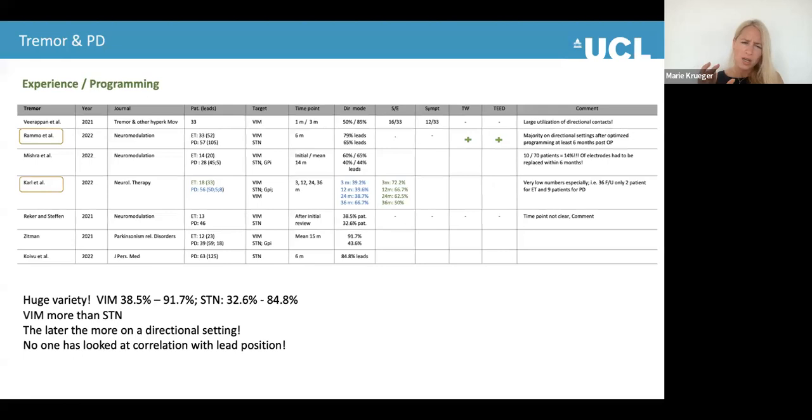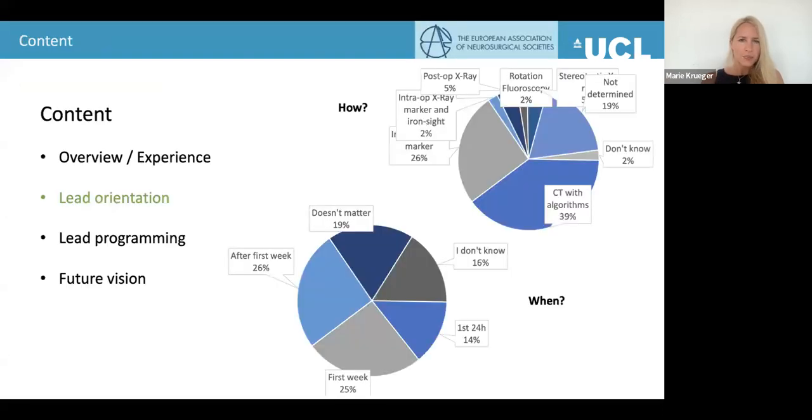But no one has actually looked at the correlation with the lead position. Are the patients that are on a directional mode the ones where the electrode isn't perfectly placed? Is there any correlation between electrode placement and whether we need directionality? Because that was one of the big discussion points at the beginning when they came out: you only need directionality if you're not a good surgeon and if you can't place the electrodes perfectly.